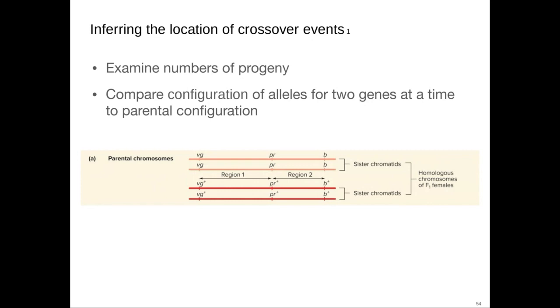Now, we can infer the probable location of crossover events, again, using the same idea. So we developed our map, VG PR B. We have region 1 and region 2 here between our genes of interest. Now, we examined the number of progeny, and we can simply compare the configuration of alleles for 2 genes at a time to the parental configuration.